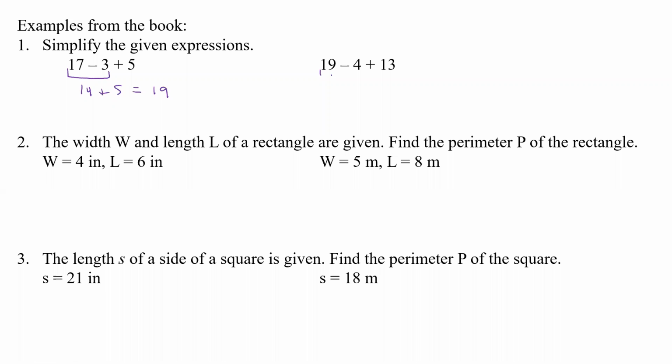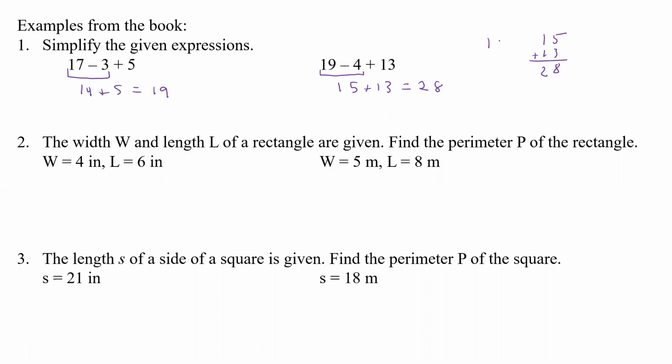Now, on this one, again, we'll go left to right. So 19 minus 4 first. That will give us 15. And then we're going to add 13 to that. We'll line up our numbers, and that's going to give us 28. If you need to look at it lined up, 15 and 13, 5 plus 3 is 8, 1 plus 1 is 2, and that's what we'd get.